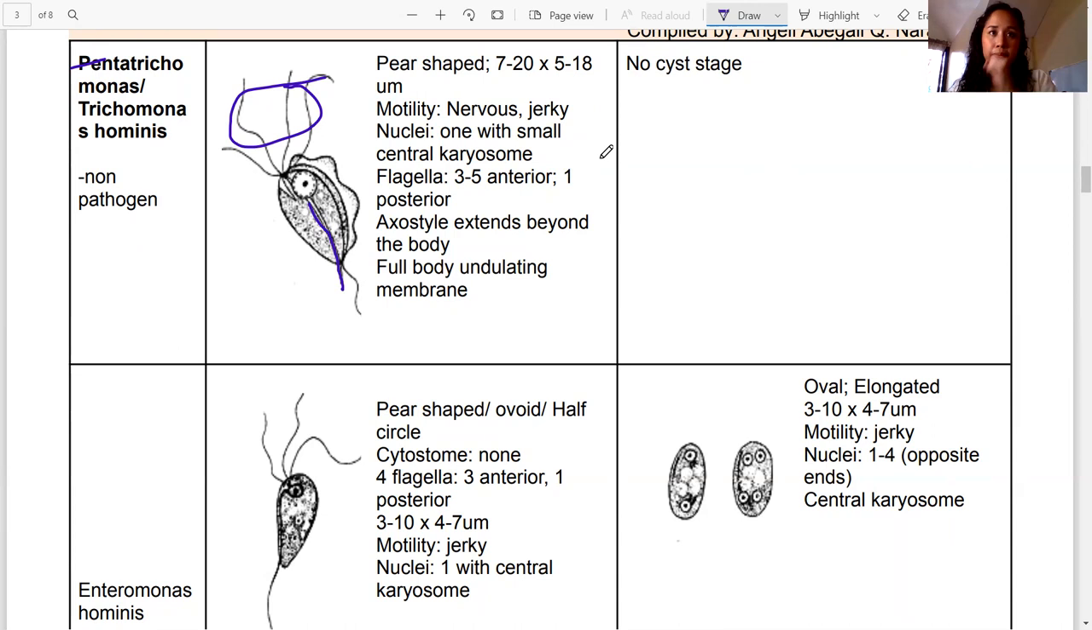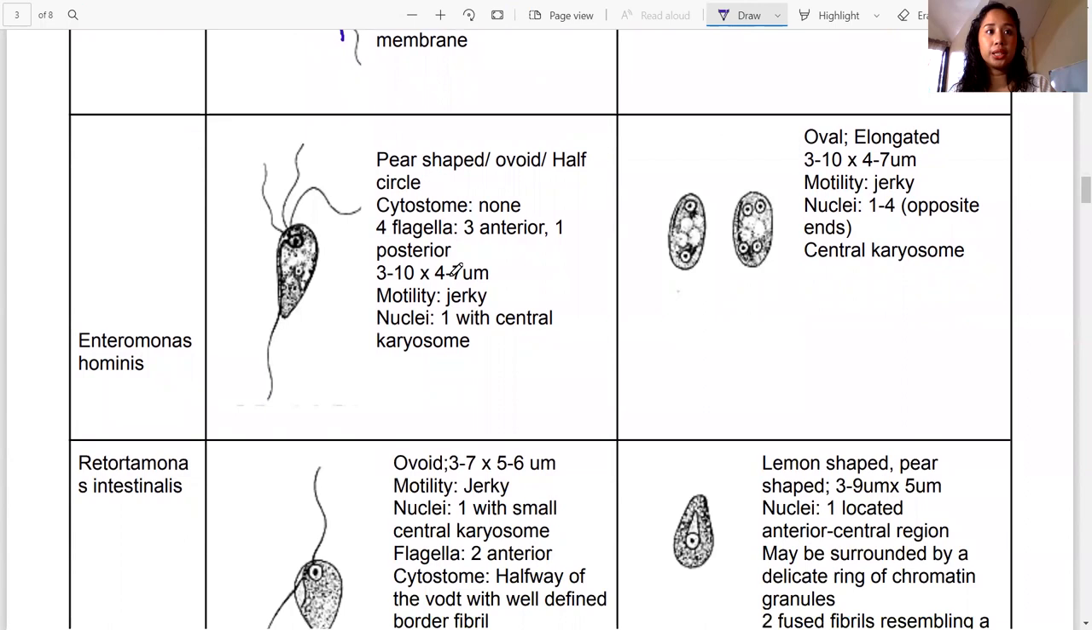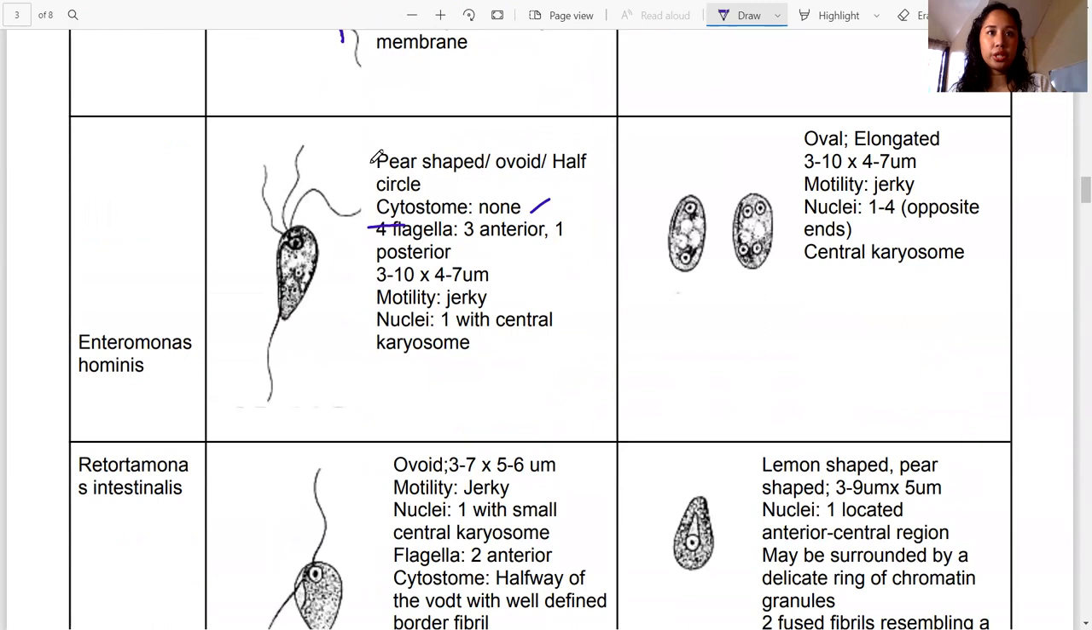Jerky. Enteromonas hominis. So hominis flagella, apat. No cytostome, pati sa hominis walang cytostome. Pear shape or half circle. Same din ito, magka-opposite side, opposite ends yung mga nuclei. Sa cyst form.